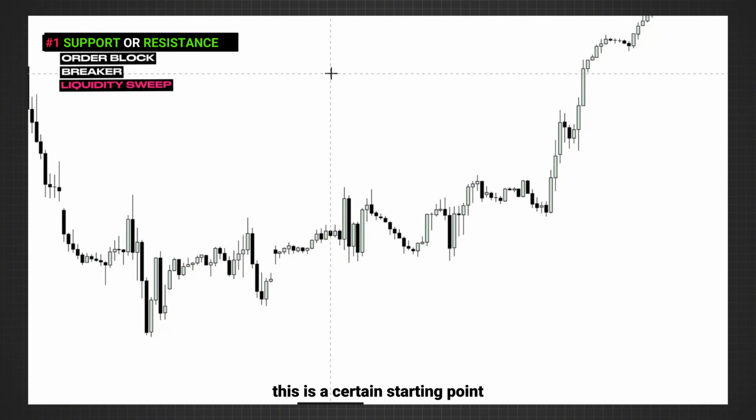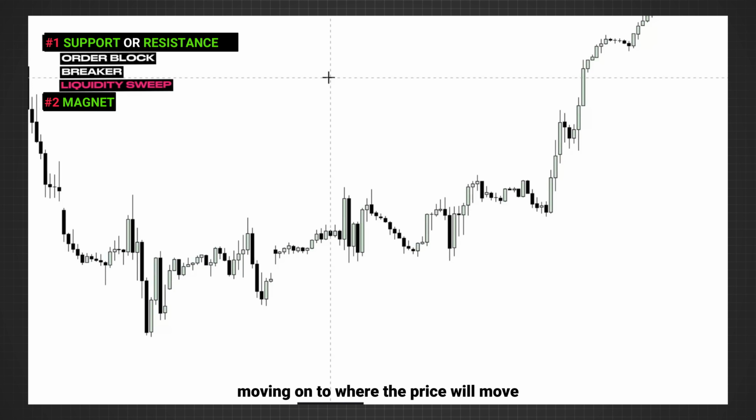This is a certain starting point, after which the price will move further, either for liquidity or to close the gap, and this is all you work in. You need to see a quality foundation.